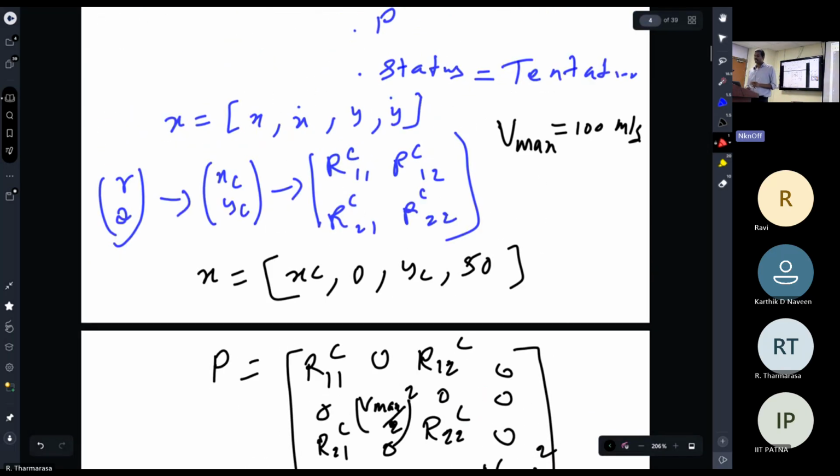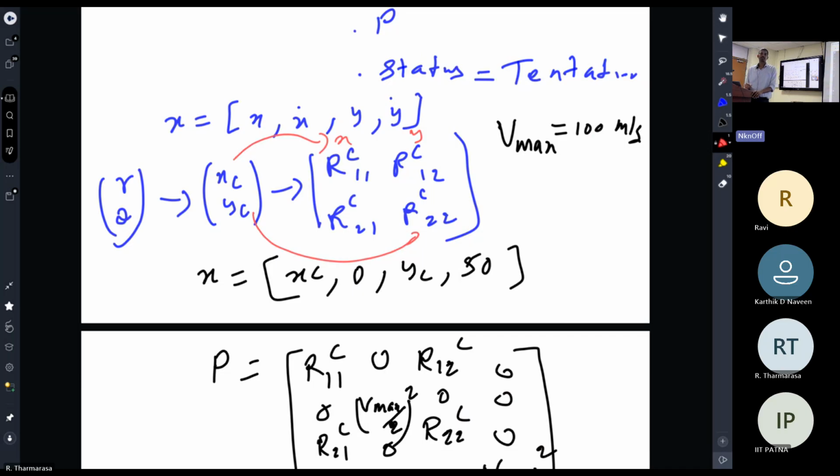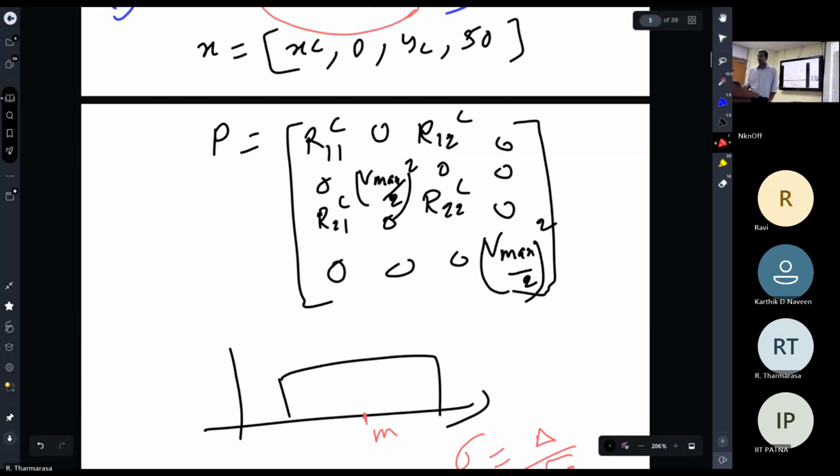So here, if you look at this, this is X and this is Y. So R2 is the covariance of the Y direction. This is the corresponding covariance. This is the corresponding covariance. This is the cross covariance. So this is the covariance in the X direction, this is the covariance in the Y direction, and this is the cross covariance. That is why it comes with it. And then for velocity, we don't know anything. Okay? Now go back to this.